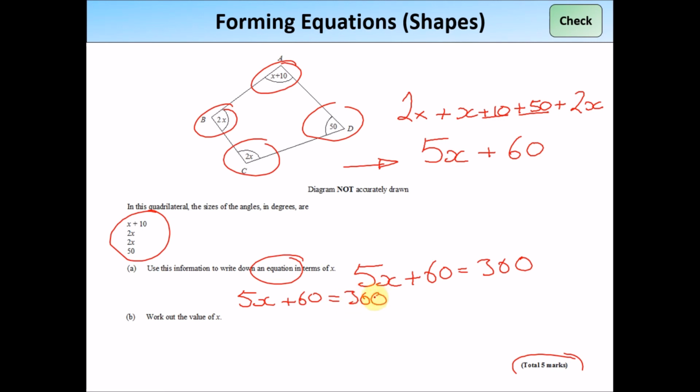Okay, we're going to take away 60 from both sides. Okay, so you've got 5x equals 300. So, 300 divided by 5. Sorry, squeezing this one in. Okay, so x is going to equal 60. Okay, because 5 times 60 is 300.